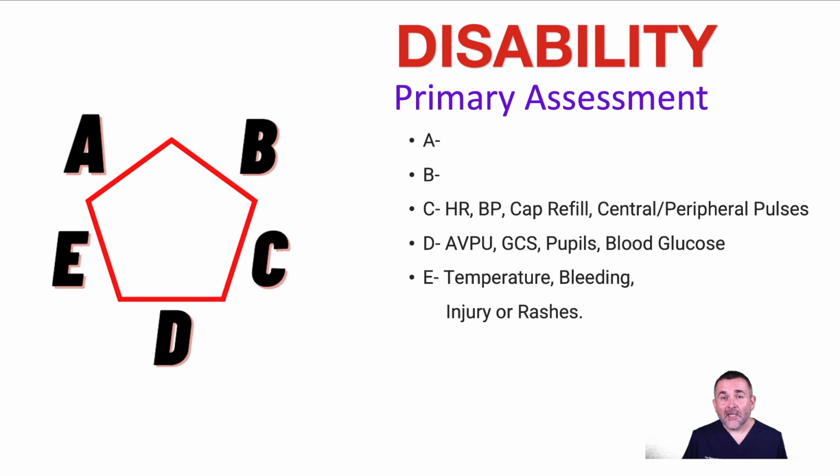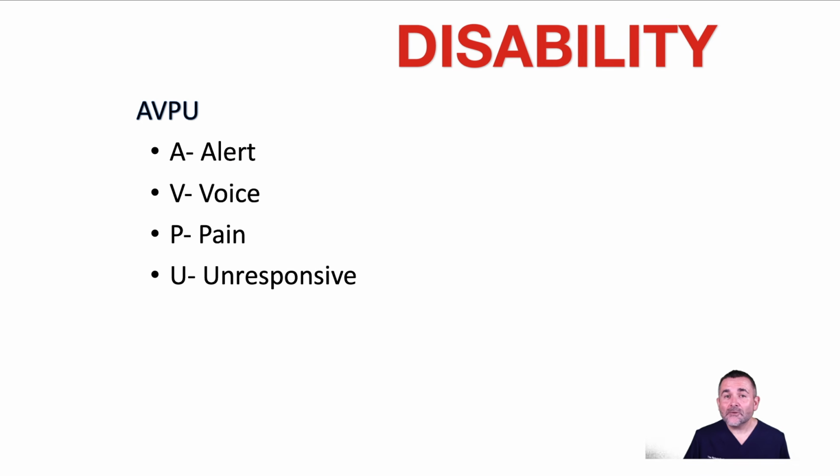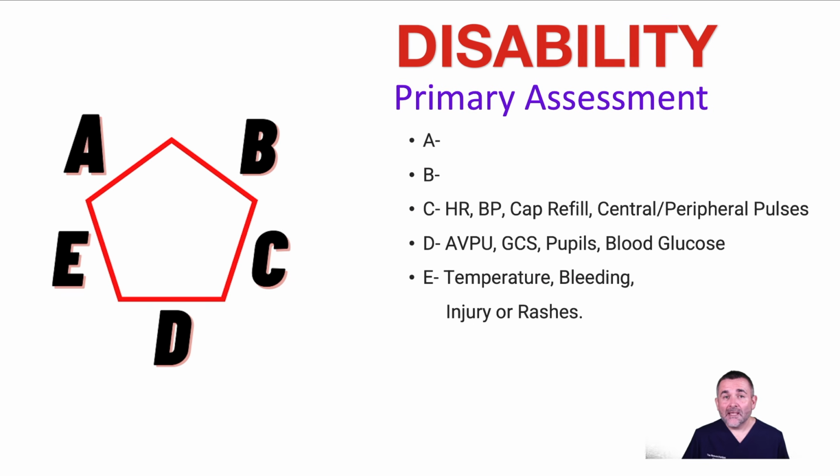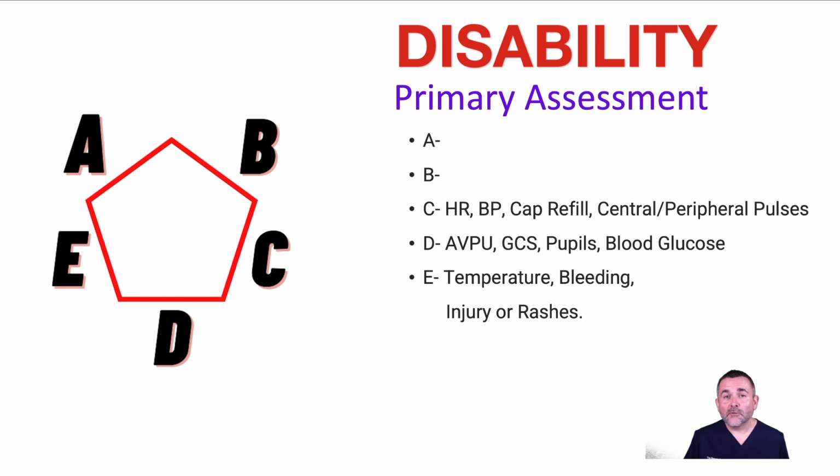Tools that we use include the AVPU mnemonic. AVPU stands for alert, voice, pain, and unresponsive. And a Glasgow Coma Scale or GCS. There is also a modified GCS for pre-verbal or non-verbal children. Two other quick assessments are pupillary response and glucose.